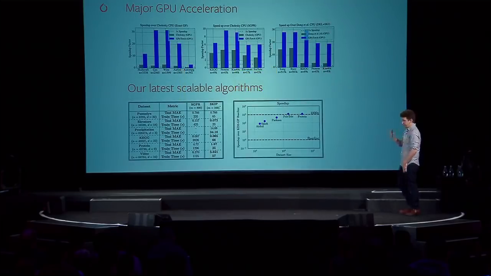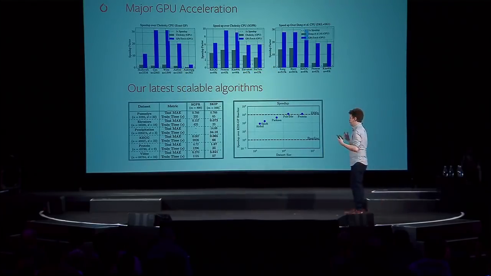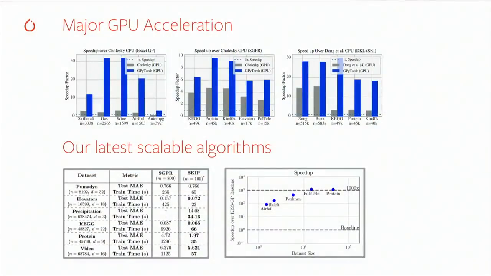So we implement lots of things with this, lots of standard methods that people have worked on in the past for scalable GP methods. So for example, we obviously implement exact GPs. We implement this technique SGPR, which is very popular. We also implement SKI with deep kernel learning. And in most of these cases, we get orders of magnitude speed up or better.